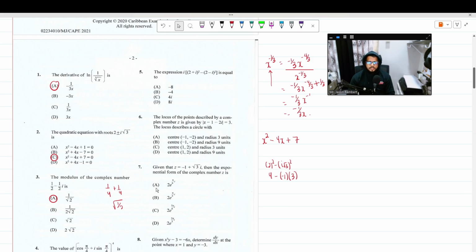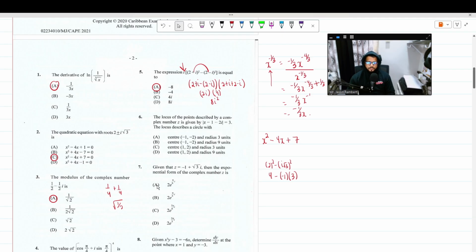The expression is equal to... this is another repeat question. Again, in the square brackets, that is a difference of 2 squares. It's going to be a minus b, so 2 plus i take away 2 minus i, multiplied by a plus b, which is 2 plus i plus 2 minus i. The first expanded gives me 2i, and the second gives me 4. I'm going to get 8i, and I had to multiply by the i on the outside, which is 8i squared, which is minus 8.